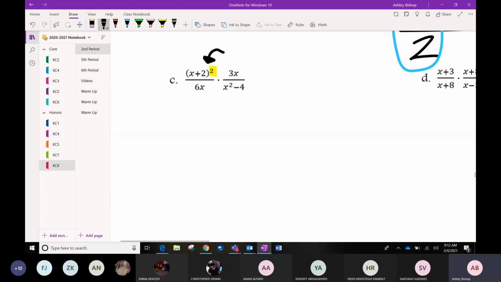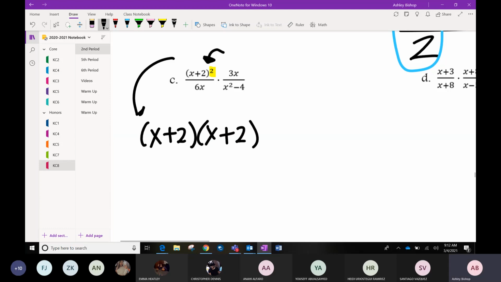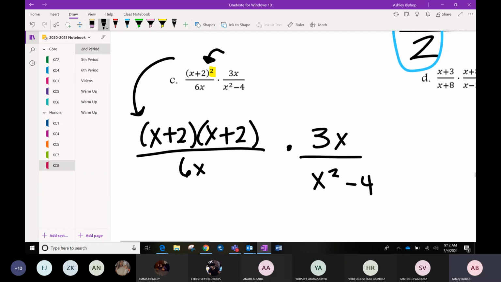Anything that you can expand, you're going to want to expand. Only if you have an exponent outside a pair of parentheses, you need to take care of that. That means I have 2 sets of x plus 2's. So I'm going to rewrite that as x plus 2, x plus 2, because I had 2 of them. That's me rewriting this over 6x times 3x over x squared minus 4. Everything else stayed the same, but I needed to take care of this right here, and I rewrote it right there. So if anything expands, you're going to want to expand it.